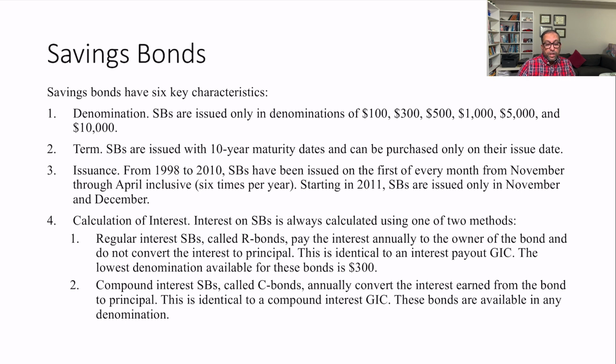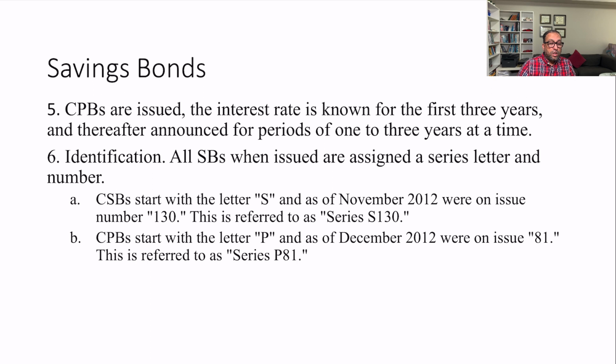Calculation of interest: interest on savings bonds is always calculated using one of two methods. Regular interest bonds, called R bonds, pay the interest annually to the owner and do not convert the interest to principal. This is identical to an interest payment GIC. The lowest denomination available for these bonds is 6%. Compound interest bonds, called C bonds, annually convert the interest to principal. This is identical to the compound interest GIC. So the bonds are available in many denominations.